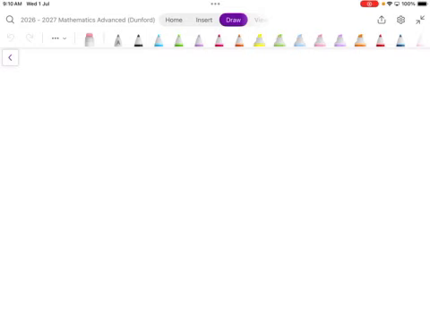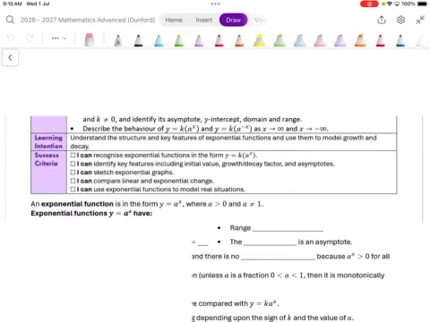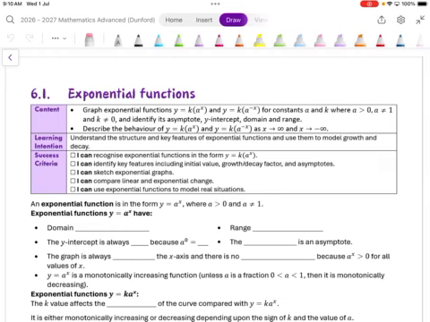Alrighty guys, so today what we're looking at is exponential functions. We are going to understand the structure and key features of exponential functions and use them to model growth and decay. So an exponential function, I can't remember whether we looked at these last year in year 10 or not, but I think we maybe ran out of time.